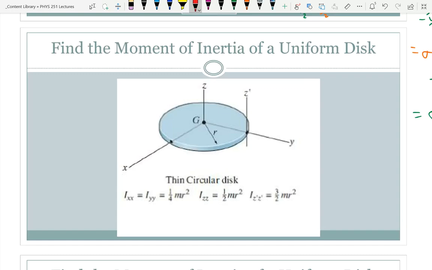So let's go ahead and calculate. First, we'll calculate IZZ. Why are we going to do IZZ first? Because when you're talking about throwing a frisbee or whatnot, that's the axis you spin it around.